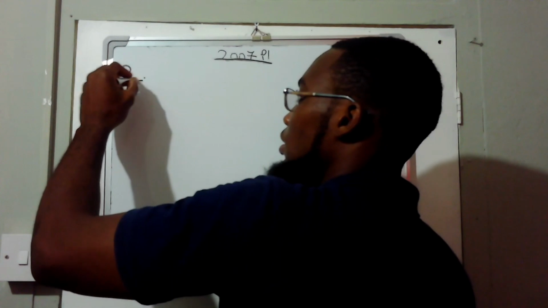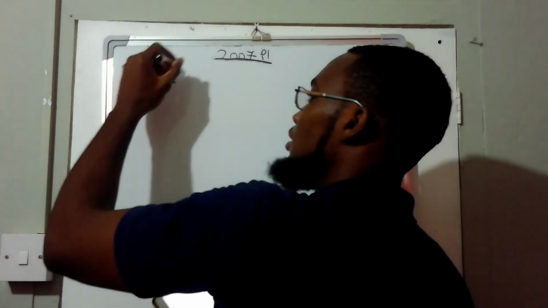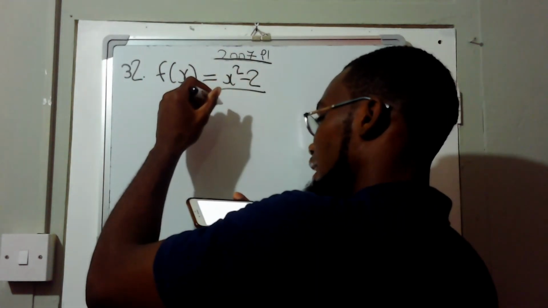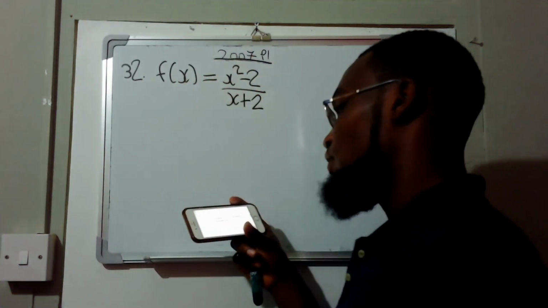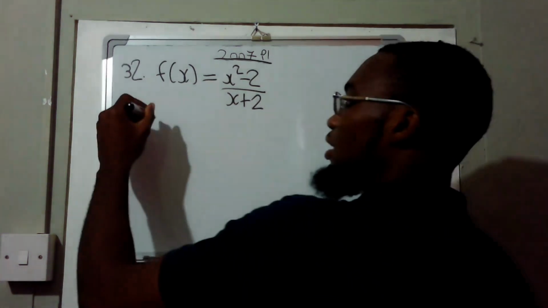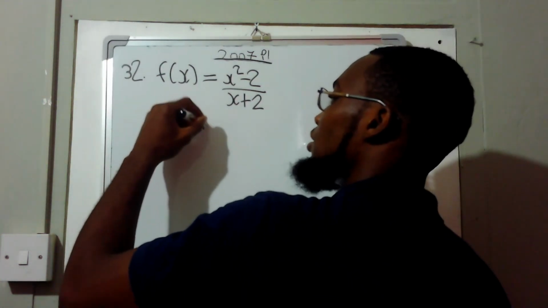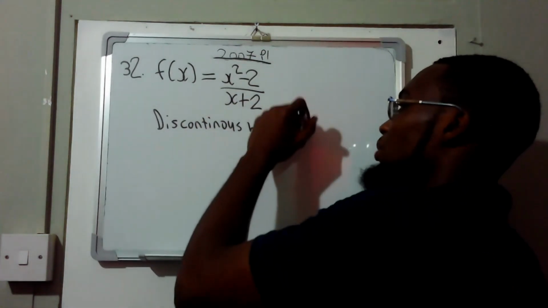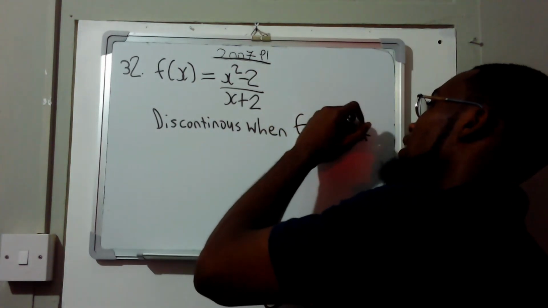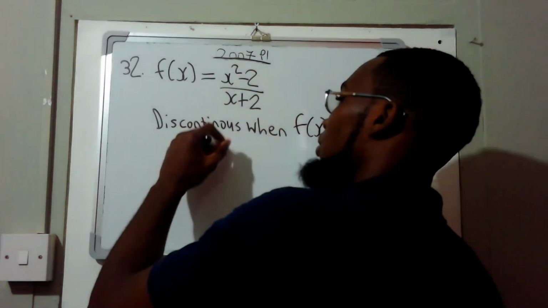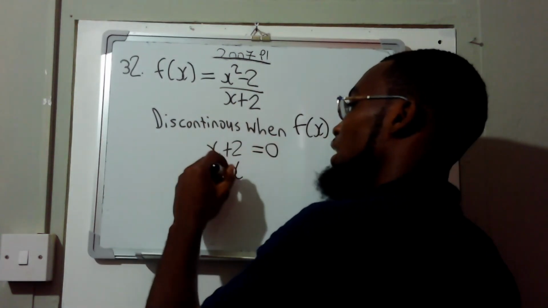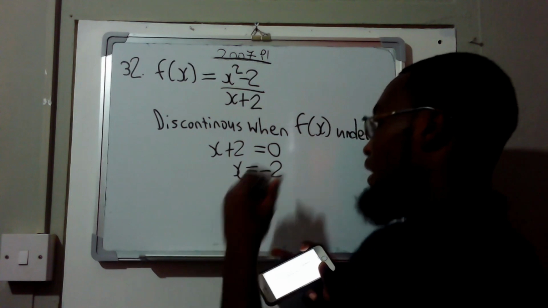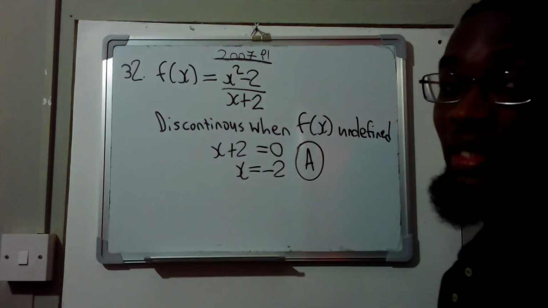Question 32, they tell us that f of x is equal to (x squared minus 2) over (x plus 2). They want where the function is discontinuous. The function is discontinuous when the denominator is 0, so it's discontinuous when f of x is undefined. And from CSEC math, we know that it's undefined when x plus 2 is 0. So x is negative 2, because if x is negative 2, we can't get a y value. That's option A. So that's number 32.